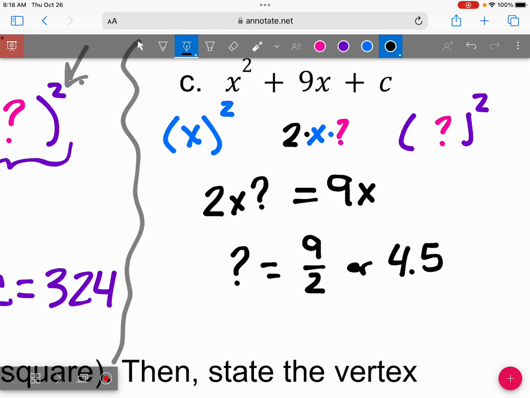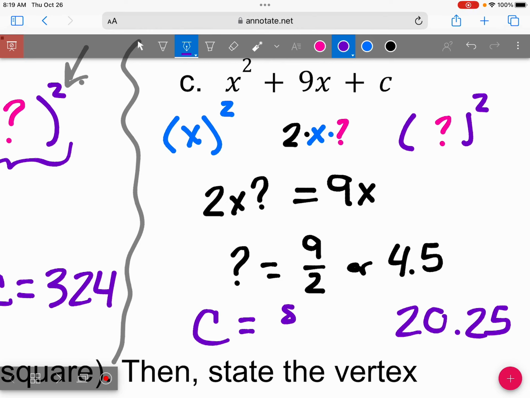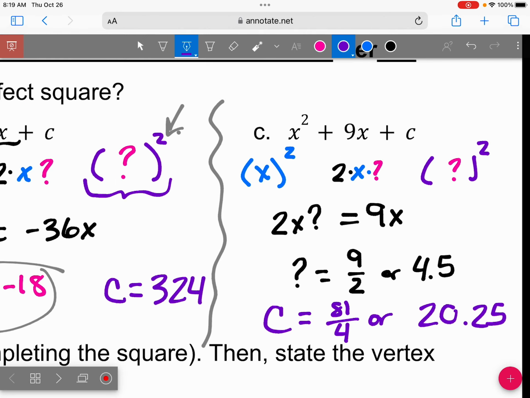If question mark is 4.5, what is C? 20.25. Or 81/4. And again, I don't care if you do fractions or decimals.